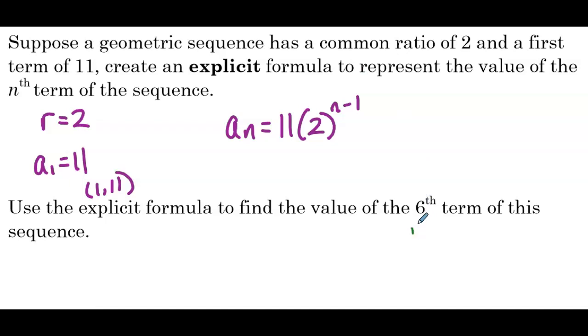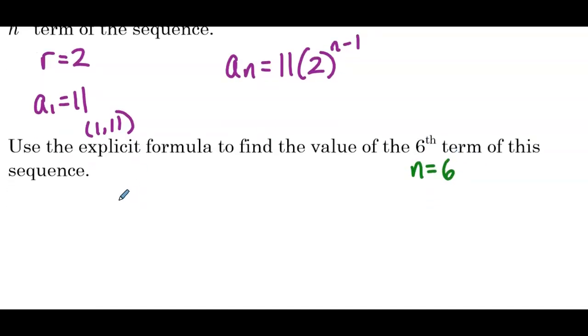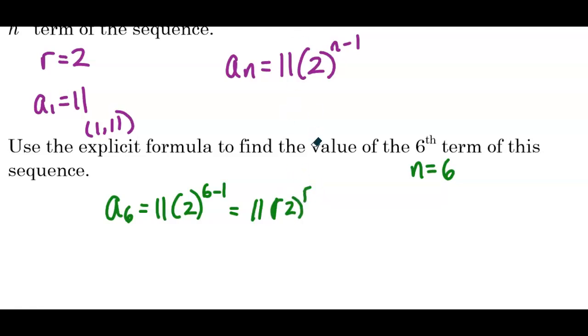Okay, so the sixth term, that's n equals 6. So we're going to plug 6 in for n, so a sub 6 equals 11 times 2 to the 6 minus 1. PEMDAS says we do that subtraction up in the exponent first. So 11 times 2 to the 5th. Let's fix that. It doesn't look that clear.